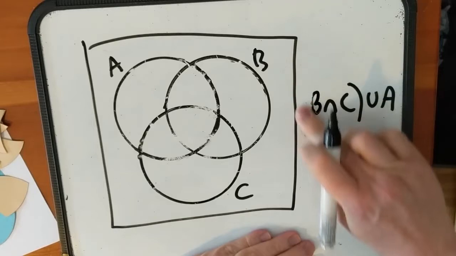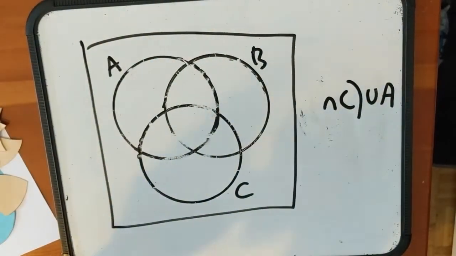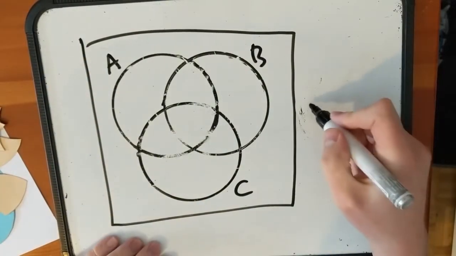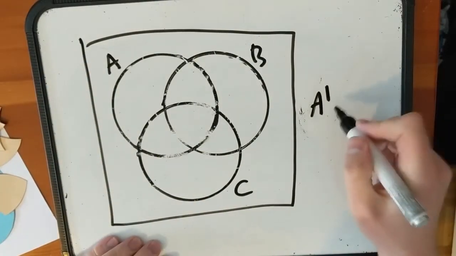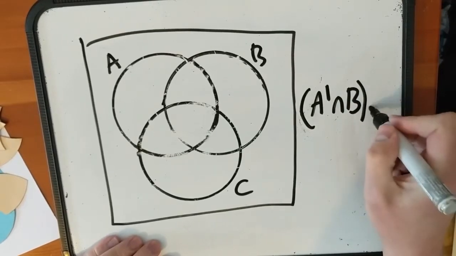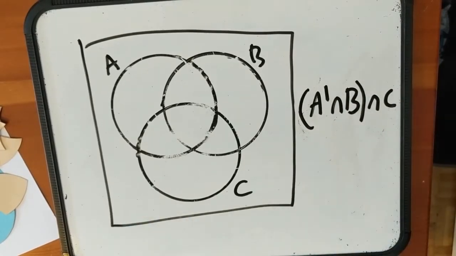Okay, what if we had A dash intersect B and then intersect C? So A dash intersect B, what does that mean?